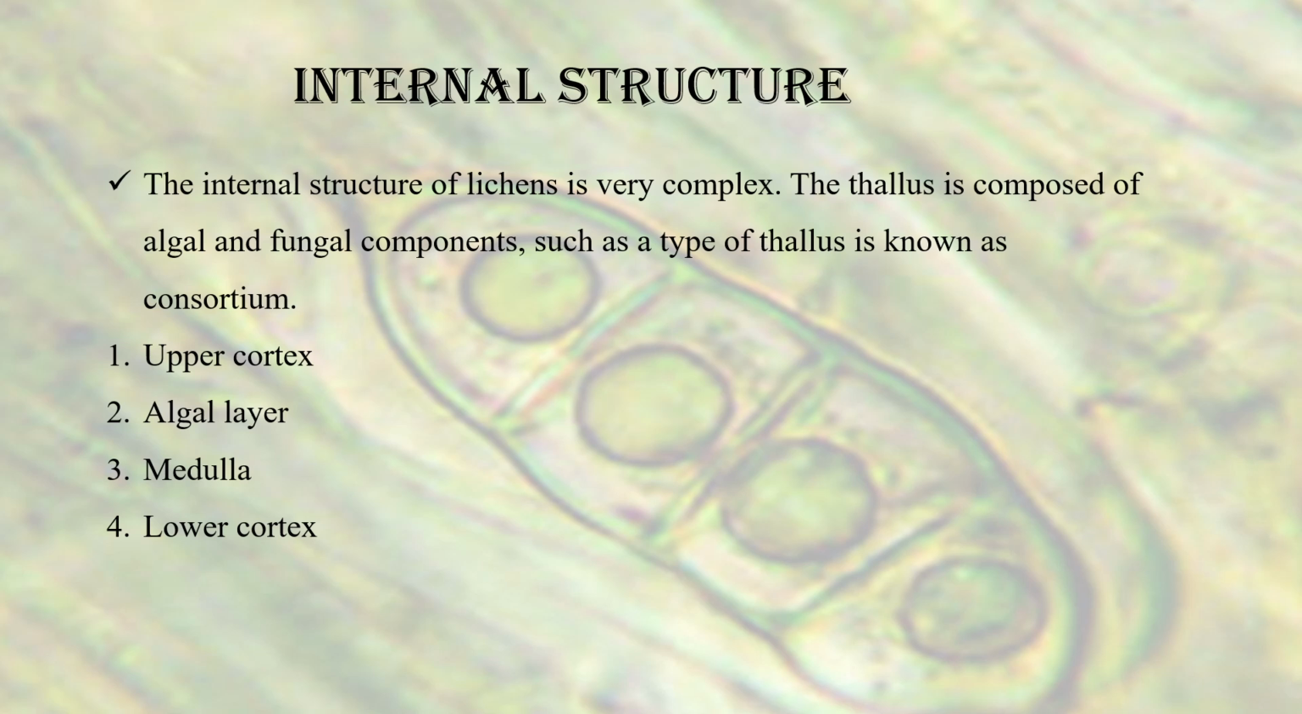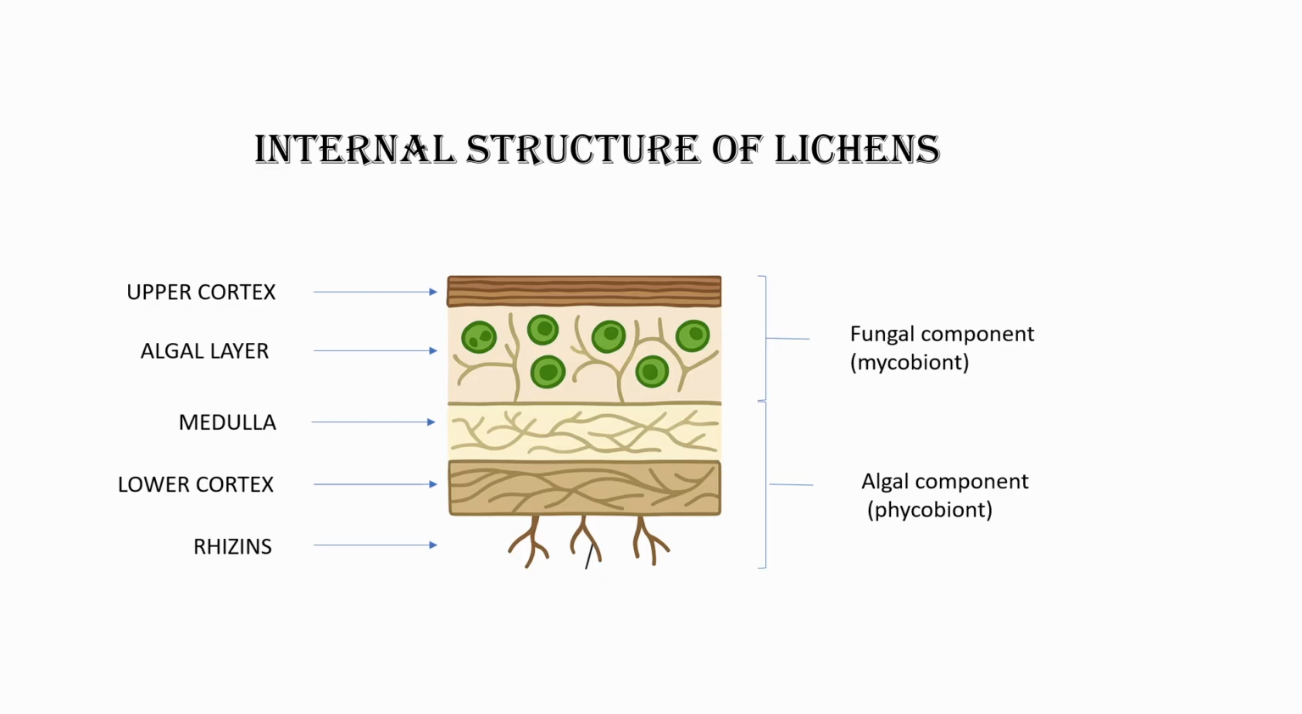We completed the external structure. Now we move on to the internal structure. The internal structure of lichens is very complex. The thallus is composed of algal and fungal components, and such a type of thallus is known as a consortium. In an advanced foliose lichen, the following four distinct regions can be recognized in vertical section: upper cortex, algal layer, medulla, and lower cortex.